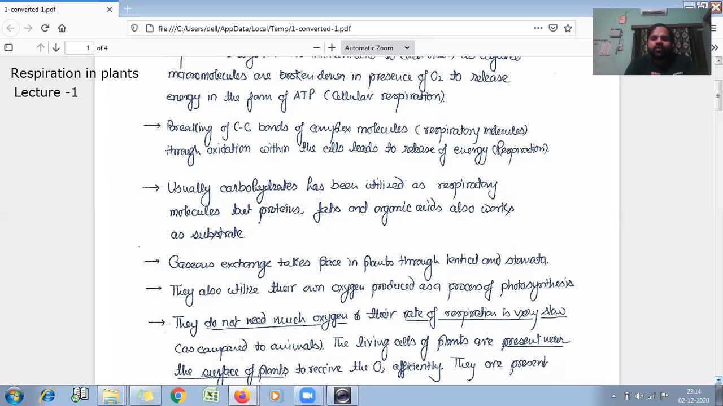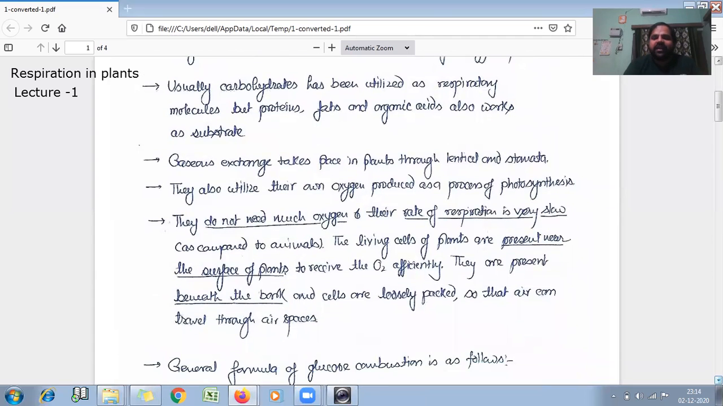They also utilize their own oxygen from the process of photosynthesis, as we know that a huge amount of oxygen will be released. So that oxygen will be utilized by the plant cells themselves and will be used for the oxidation of food, and they do not need much oxygen because their rate of respiration is very slow as compared to animals. Why is the rate of respiration slow, and why do they need very little oxygen? Just because they have very few cells in living condition.